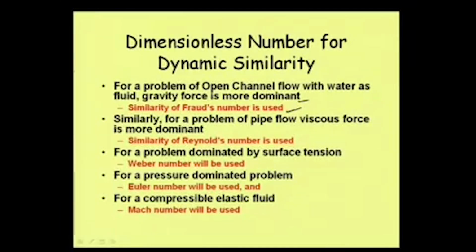Similarly, for a problem dominated by surface tension, as we know in some problems surface tension may be dominating, there we go for similarity of Weber number. If we recall our previous class, the Weber number is the inertia force divided by the surface tension force. Similarly, for a pressure dominated problem, we go for Euler number similarity, and for compressible elastic fluid, we go for Mach number. Suppose our fluid is elastic type, a compressible fluid, then we need to maintain similarity of Mach number. These are some typical cases, and depending on the problem we need to decide which similarity we need to maintain.